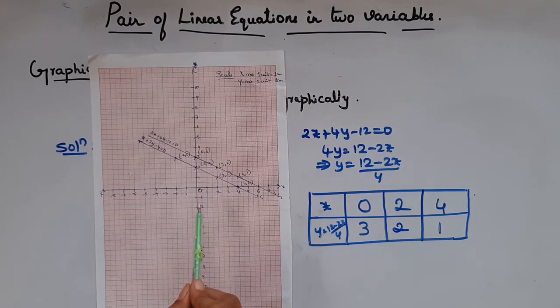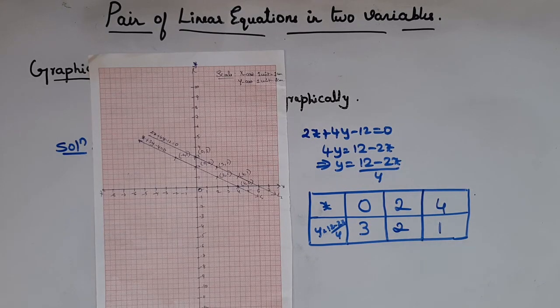So now if you see these two lines, they are parallel to each other. So we know when the graphs of two lines are parallel to each other, then there is no solution. That is, they are inconsistent.